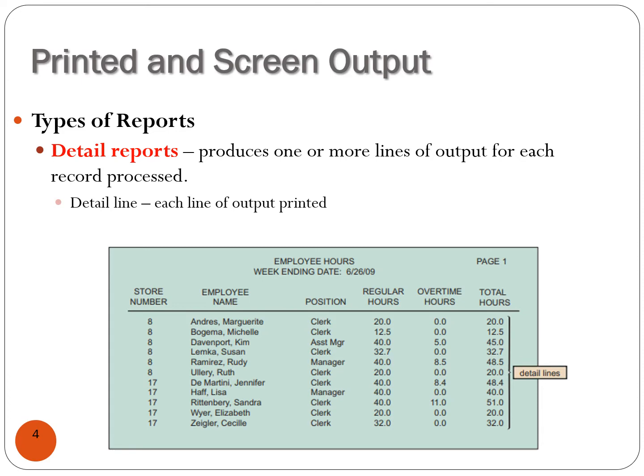A detailed report produces one or more lines of output for each record processed. Each line of output printed is called a detail line. This example shows a detailed report of employee hours for a chain of retail stores.